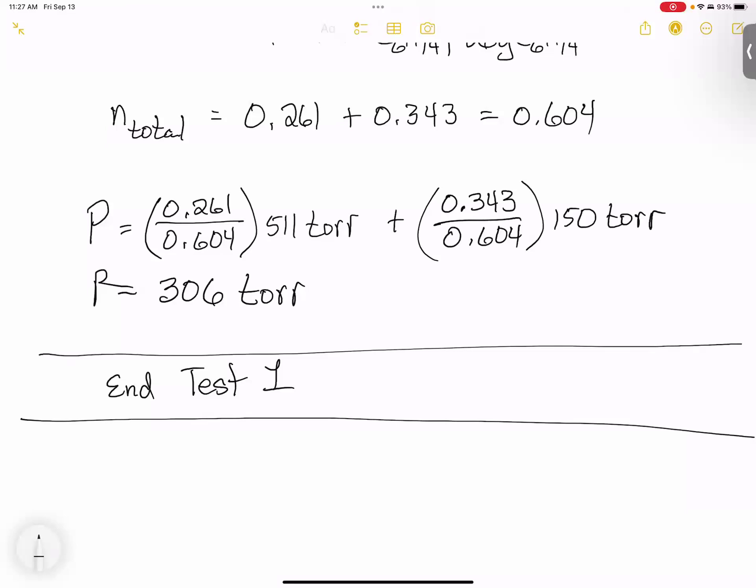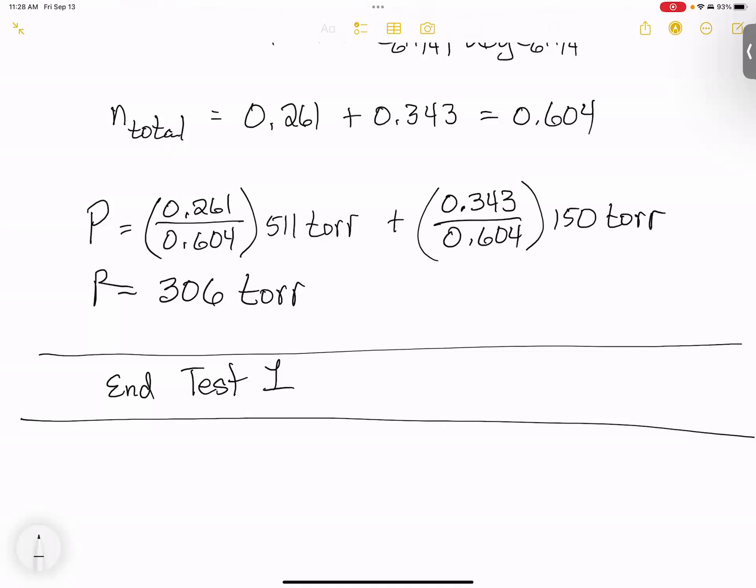And that is the end of test 1 material. So you have almost a full week, minus 30 minutes, to prep for it. That's one of the things I like to do, is give you plenty of time to prep for a test.